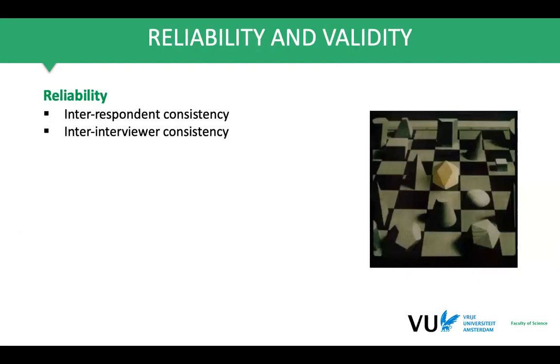Few small things before I end on reliability and validity. So reliability has two elements: the inter-respondent consistency and the inter-interviewer consistency. The inter-respondent consistency is to make sure that among your responders, your participants, there is some form of consistency. You can improve on this by having an interview guide, a uniform interview guide. Of course, you have probing, but in general, you have a uniform interview guide to ensure consistency. And the more interviews you have, leading to data saturation, the more your inter-respondent consistency increases.